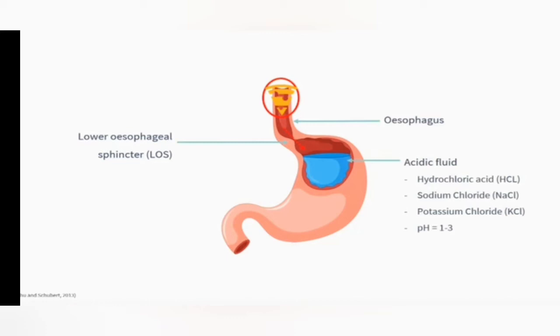In the stomach, above the lower esophageal sphincter, there is acidic fluid. This acid is secreted by the stomach mucosa, like HCl, hydrochloric acid, sodium chloride, and potassium chloride. Basically, these are acidic and maintain the pH at about 1 to 3. Food is alkaline, and when it comes into this acidic medium, it gets acidified and the food materials are digested.